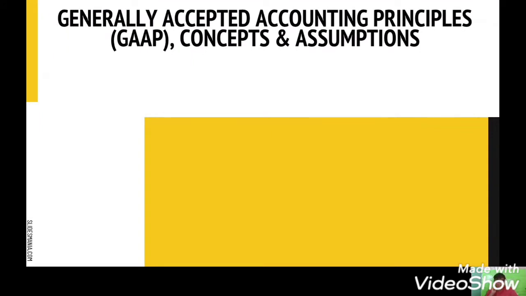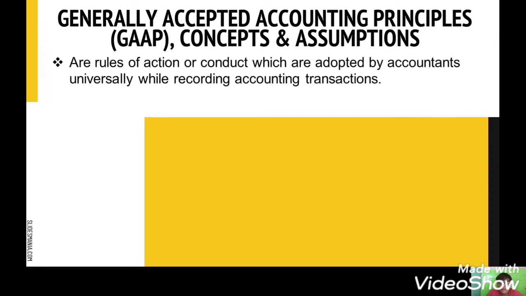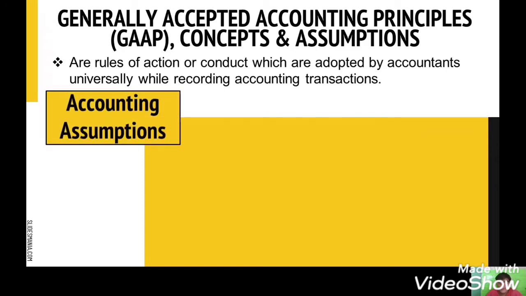Next, you have the generally accepted accounting principles or the GAAP, concepts and assumptions. This is a bit different from our book. It's a more complete version. So what are these? The GAAP. They are rules of action or conduct which are adopted by accountants universally while recording accounting transactions. So there are three.